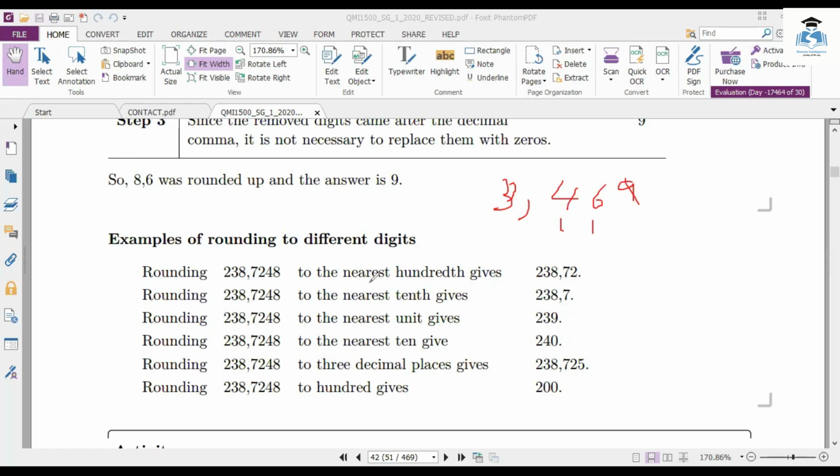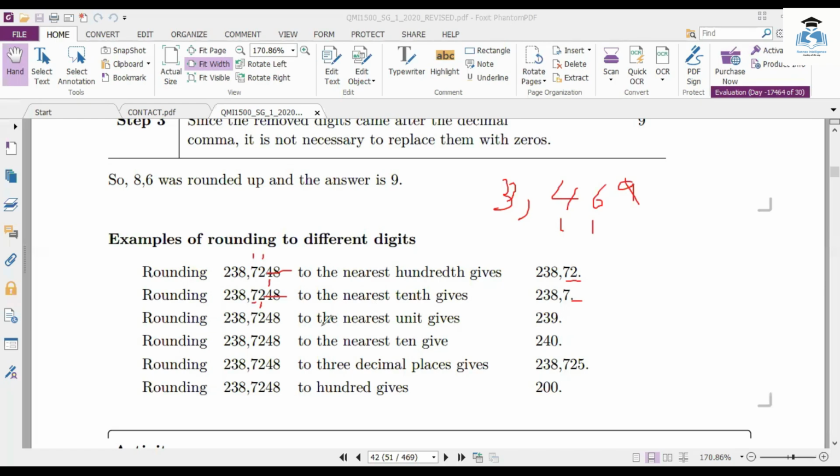So remember, if they say nearest 100th, so to the nearest 100, you look at this. If it is below 5, then you discard this. Tens, that's the first one. You look at this one. If it is below 5, you discard this one. So this will be the result.